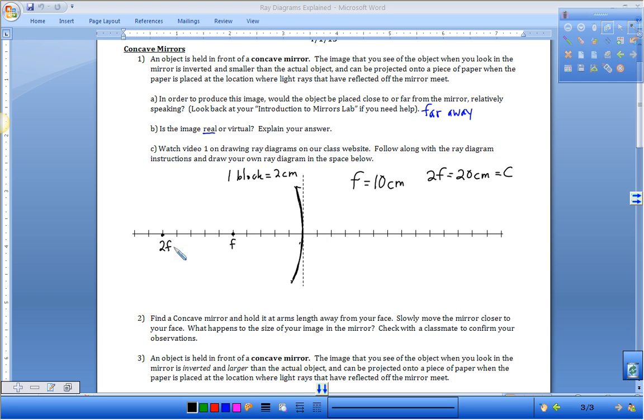And what I was saying is that the image is upside down and smaller, so that object is going to be placed far away from the mirror. Well, far away means more than 2 focal lengths away. For our object, in general in this class, we're going to use either an arrow or I like to draw a candle because we're going to be doing a candle lab in this class very soon. So that's what we're going to be looking at.